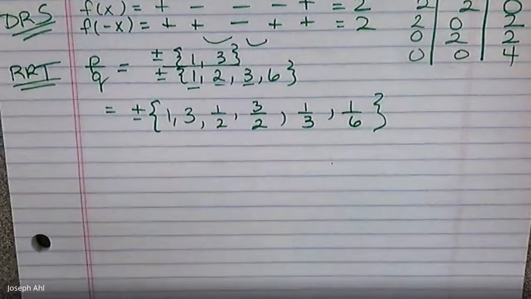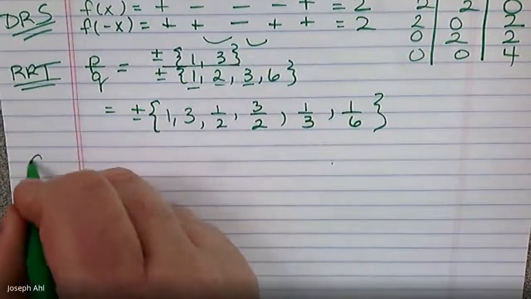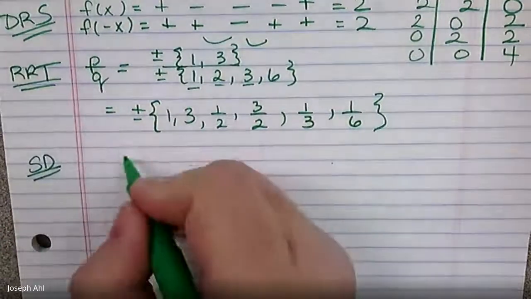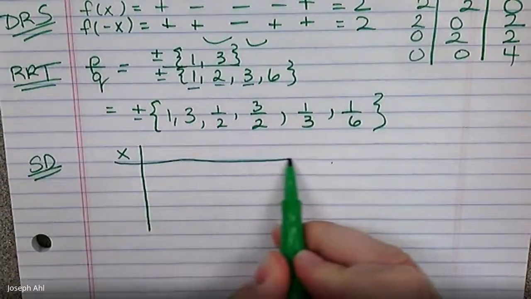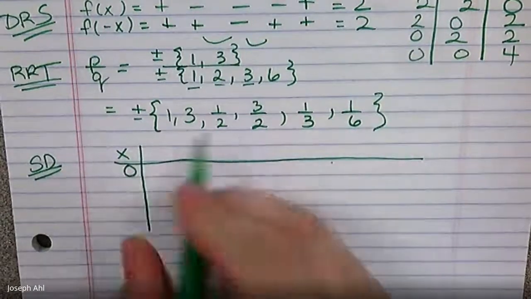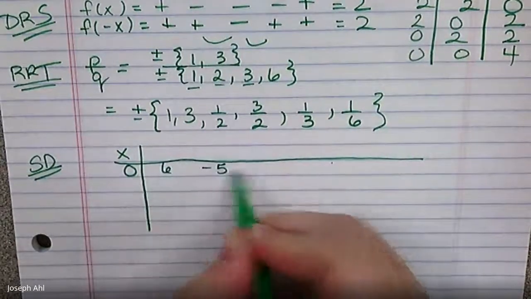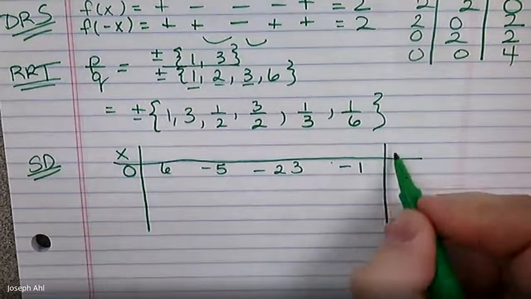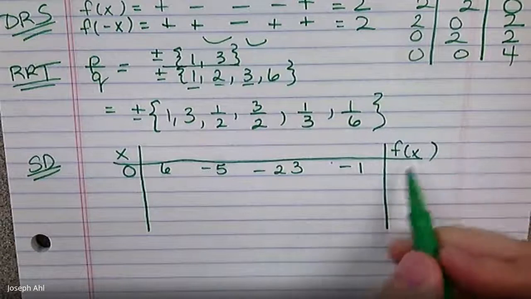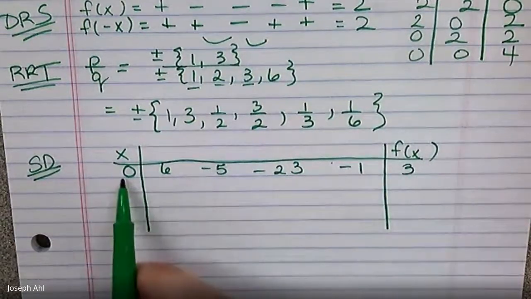Looks like a list of 6, but technically, with the plus or minus there, we've got 12 roots we could be testing. All right, synthetic division, set up a chart. All right, 0 goes here. The coefficients are 6, -5, -23, -1, and then separate in the last column there this 3.